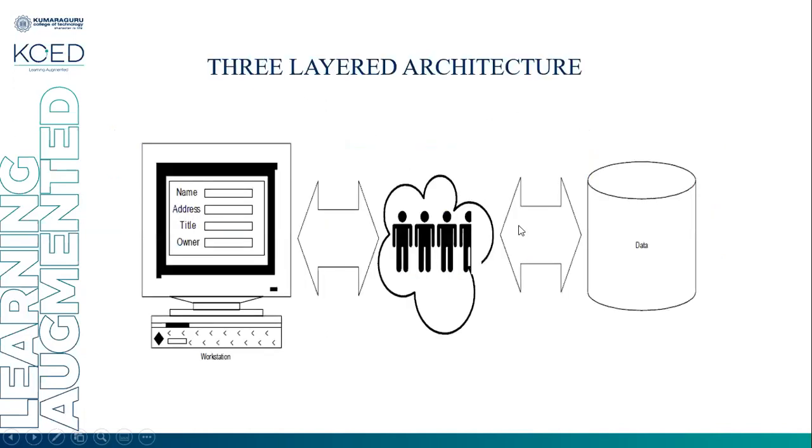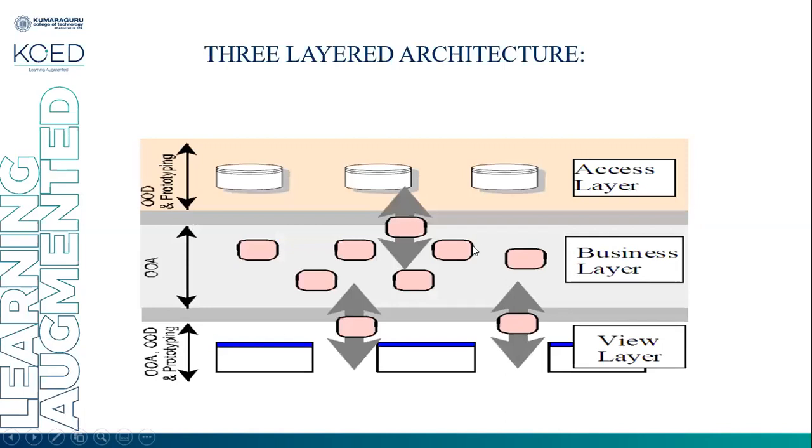This is the three-layer architecture. The business layer resides between the user interface and the access layer. The user interface layer interacts with the user, translates the request to the business layer, and also displays the results. The access layer interacts with the database, translates the data request from the business layer to the database, and translates the result back to the business layer.